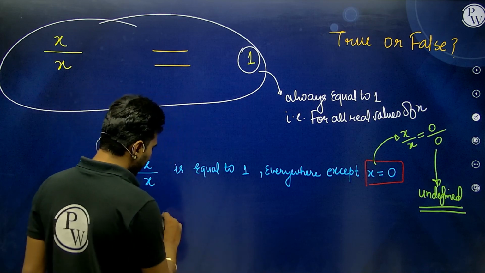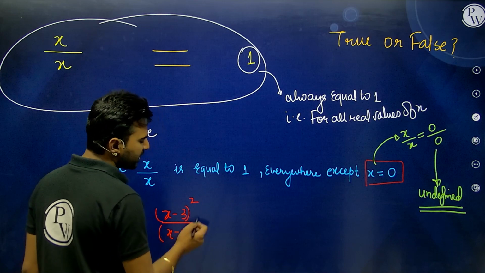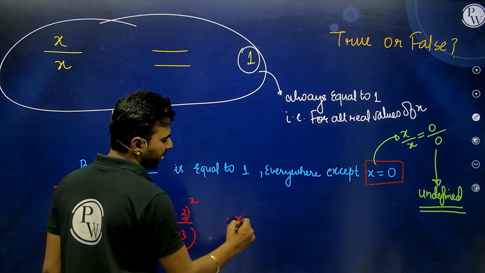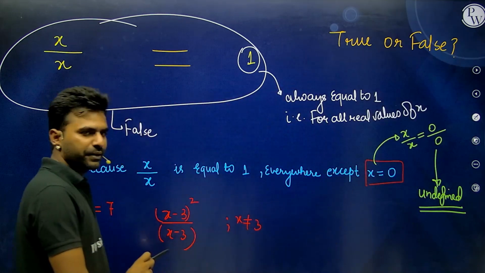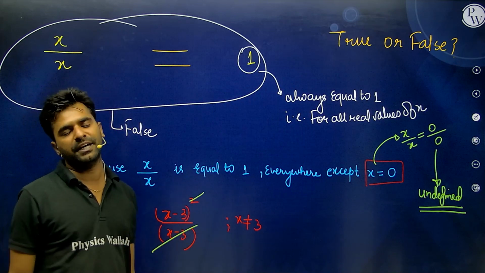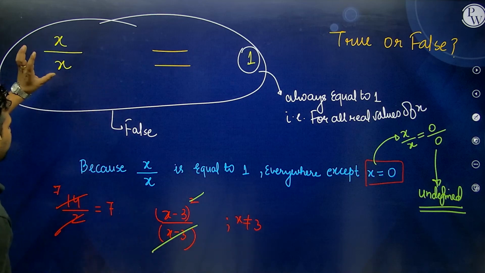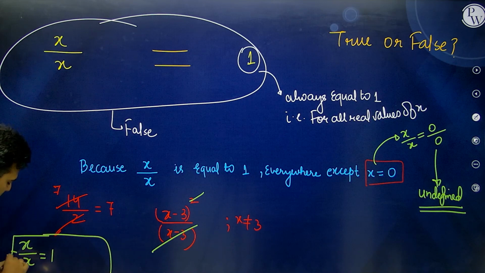Just say, let's say I give you (x minus 3) whole square over x minus 3. You cannot write it down as x minus 3. But if you want to write it down as x minus 3, then you should write that x is not equal to 3. Since x is not equal to 3, because in mathematics denominator can never be equal to 0, then you can cut it and you can say that this thing has now become x minus 3, but only in the case when x is not equal to 3. So I can say what? x by x equal to 1 when x is not equal to 0.